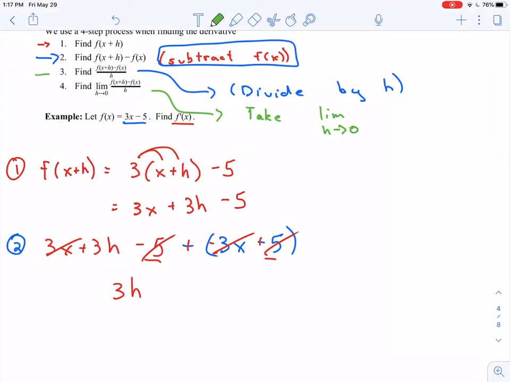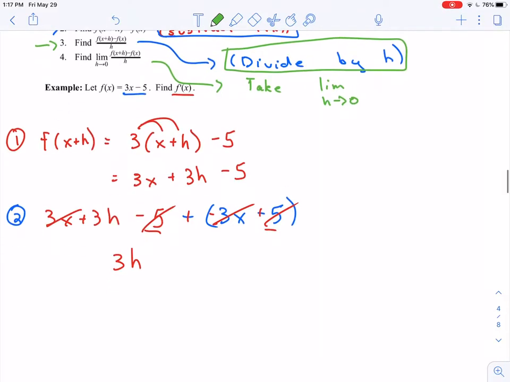My next step here, we want to take this function and divide it by h. So in this case, it's almost too simple. I'm going to take what I had last time, which is 3h, and divide it by h. So in this case, we just have 3, right?